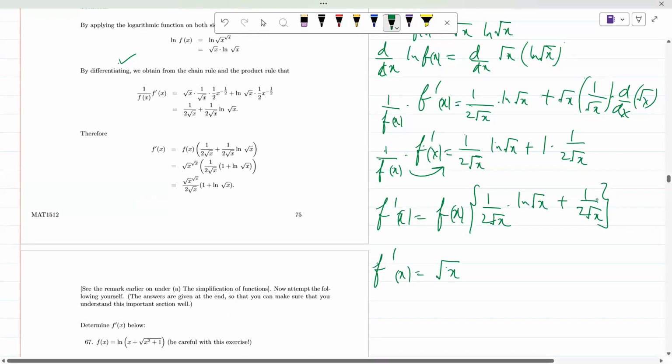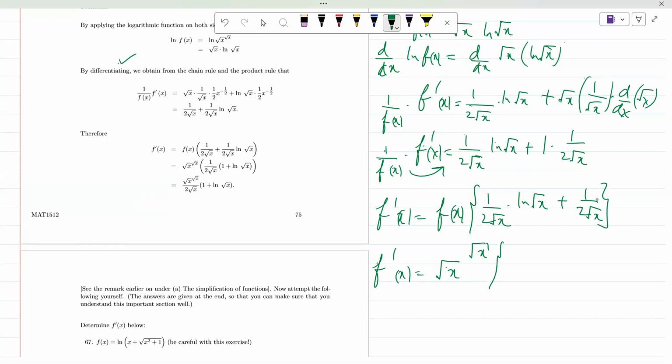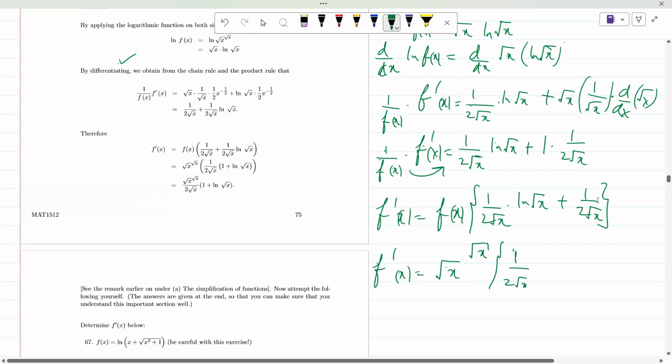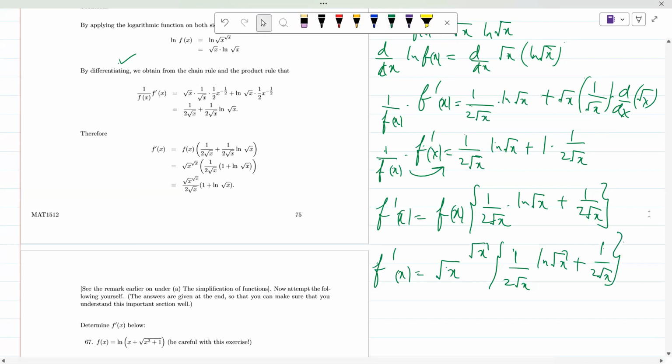What is f? f is the function f of x, which is the square root of x raised to the power of the square root of x, which is divided by, now this is the square root of x and this is that, right? So you can write like that. So you can write 1, and then here you can write this one. And then here you can write 1 over 2. It's correct. So this is the answer. This is the derivative that is wanted.